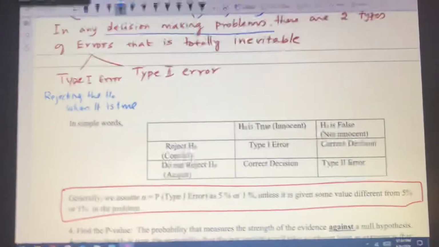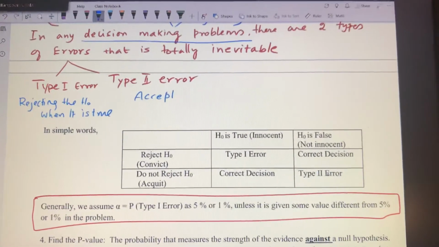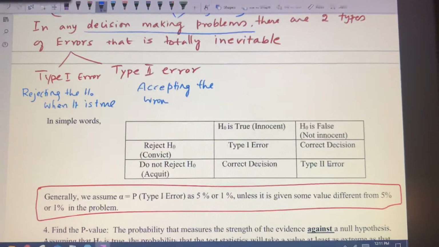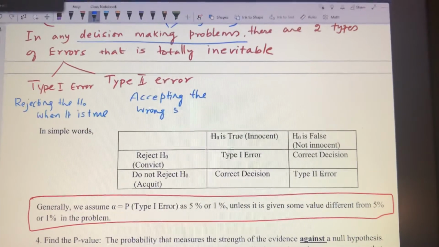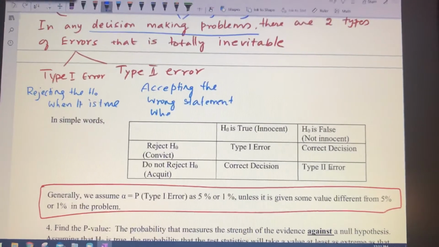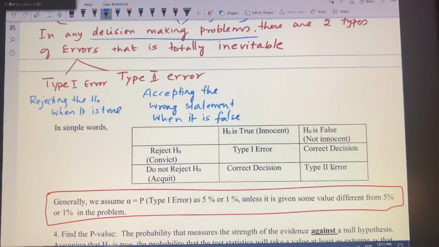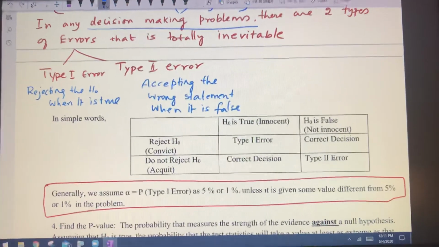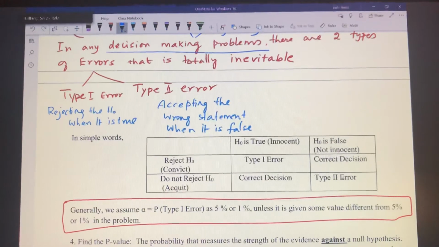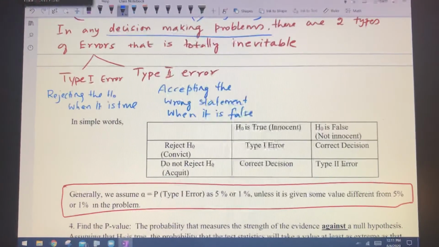And what is the other type? I am accepting the wrong statement, accepting it when it is false. So these are the two types of error. Either you reject the correct statement, or you end up accepting the wrong statement, the false statement. That's what we call the type 2 error.